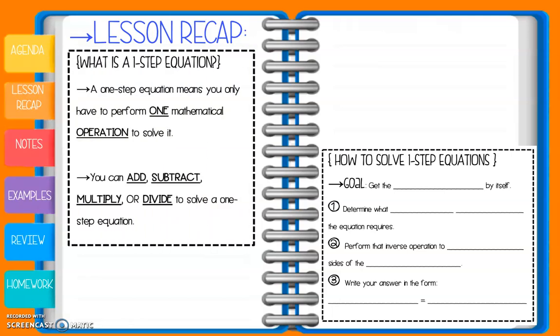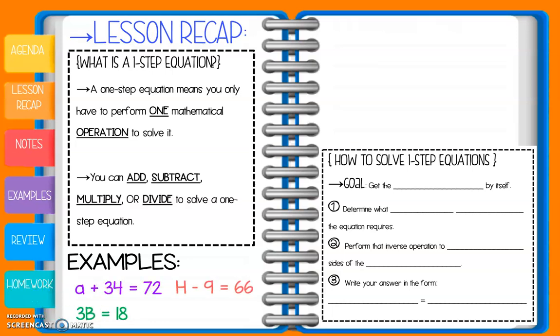So first thing we need to review is what is a one-step equation. A one-step equation means that you only have to perform one mathematical operation to solve it. So you could add, subtract, multiply, or divide, but you're only going to do one of those operations to solve. So the types of problems we looked at yesterday were maybe a plus 34 equals 72, 3b equals 18, h minus 9 equals 66, y divided by 7 equals 14. We only dealt with whole numbers.